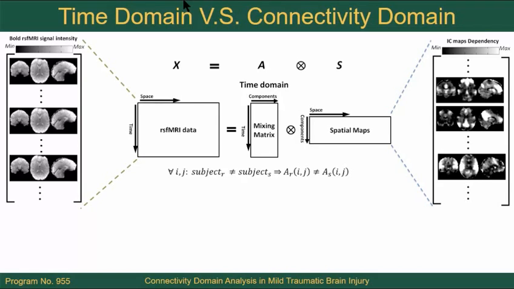So in order to explain the connectivity domain, I will compare it to the time domain. Typically, to extract networks in the brain, you guys are probably all very aware with this, it is somewhat new to me, we would just arrange our resting state fMRI data directly into this matrix of space against time, and then we perform an independent component analysis to extract these networks.